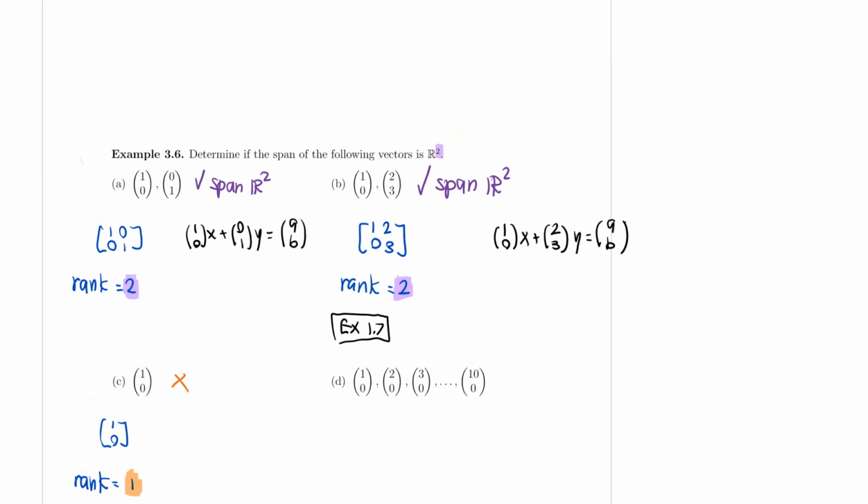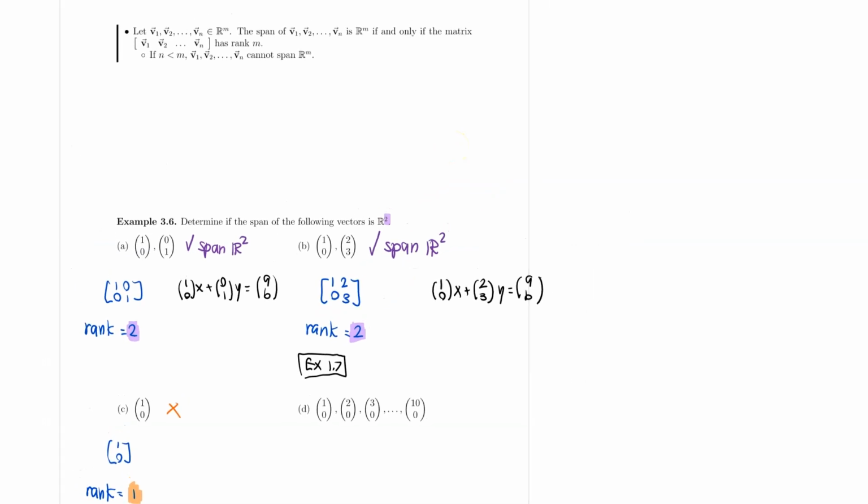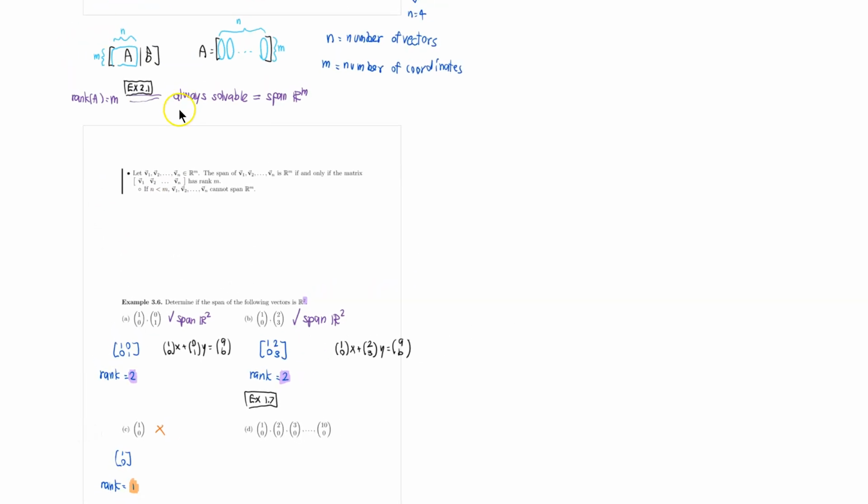In fact, I can make an observation that whenever the number of vectors, which is n, is less than m, where once again n is the number of vectors and m is the number of coordinates, whenever the number of vectors is less than the number of coordinates, then these vectors are not going to span R to the m for sure.